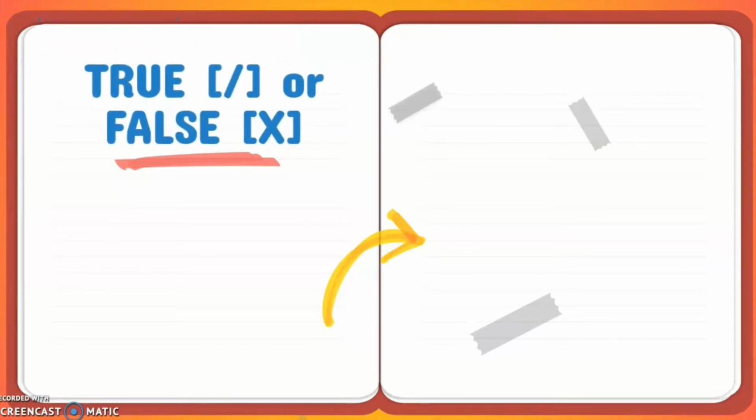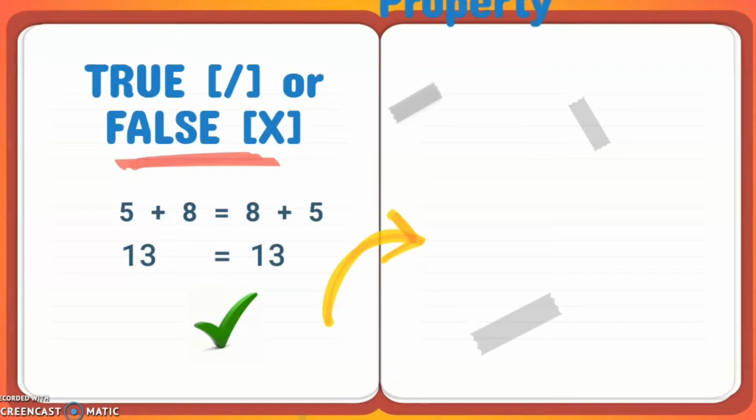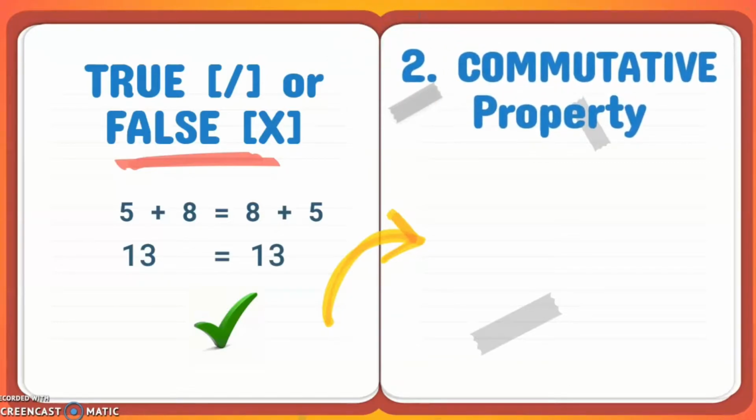Okay, the next one. Identify uli natin kung true yung statement. Pag sinabi kong 5 plus 8, parehas din kaya ang result nun pag sinabing 8 plus 5? Yes, the same din yon. So, 5 plus 8 ay 13. Equal din siya with 8 plus 5, which is also 13. So, ito yung tinatawag nating commutative property.